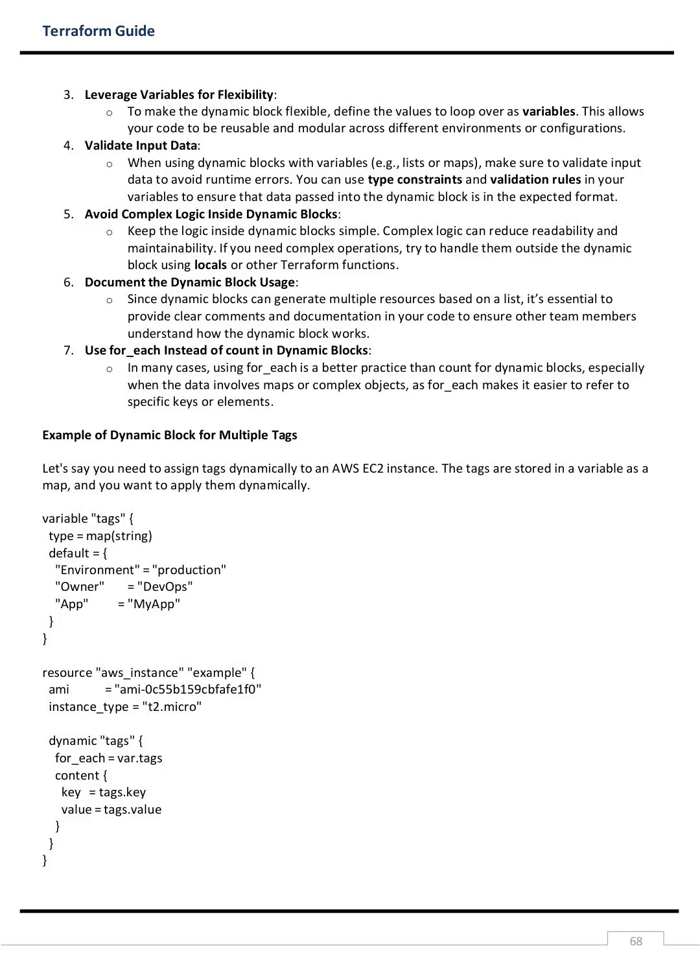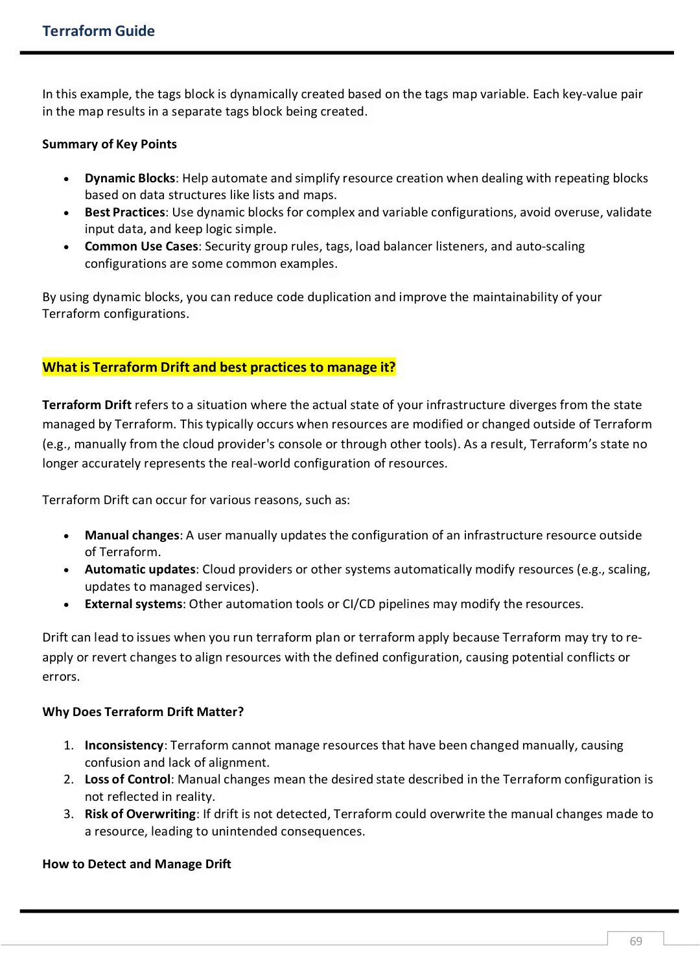Example of dynamic block for multiple tags. Let's say you need to assign tags dynamically to an AWS EC2 instance. The tags are stored in a variable as a map, and you want to apply them dynamically. Variable tags. Resource aws_instance example. In this example, the tags block is dynamically created based on the tags map variable. Each key-value pair in the map results in a separate tags block being created.